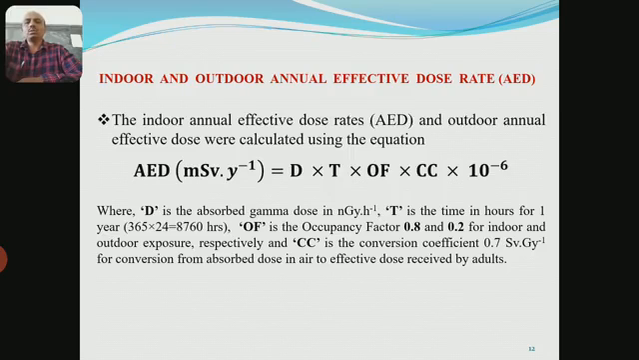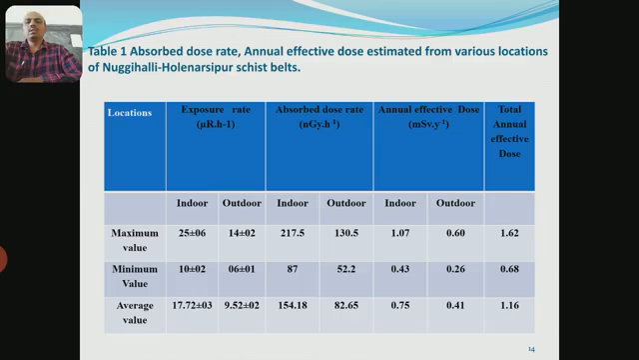The annual effective dose is calculated using the observed dose rate with this equation, that is annual effective dose is equal to D times T times OF times CC. The D means observed dose rate, T means time in hours for 1 year, and OF means occupation factor. It is 0.8 for indoor and 0.2 for outdoor, and CC is the conversion coefficient, that is 0.7 sievert per gray.